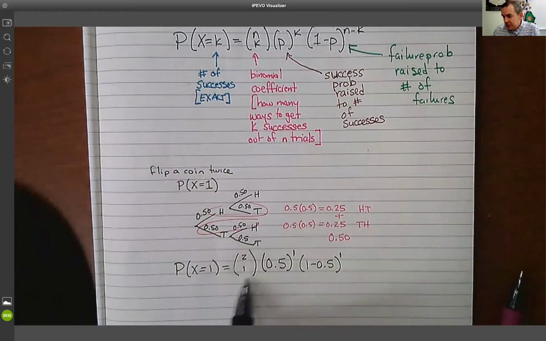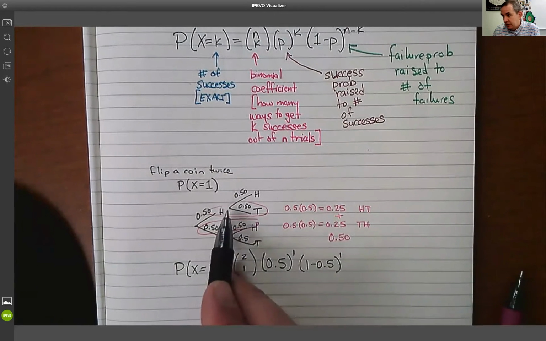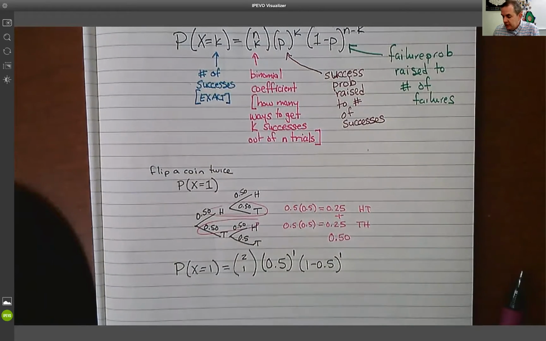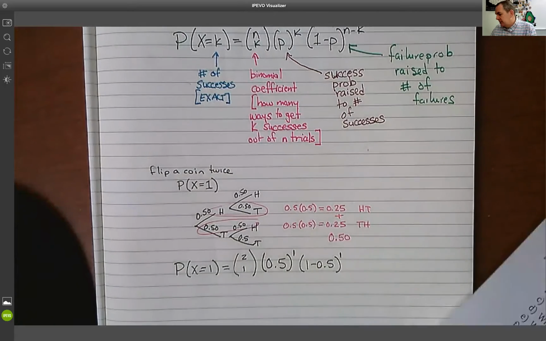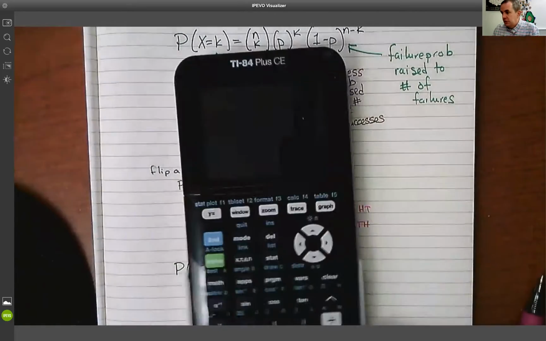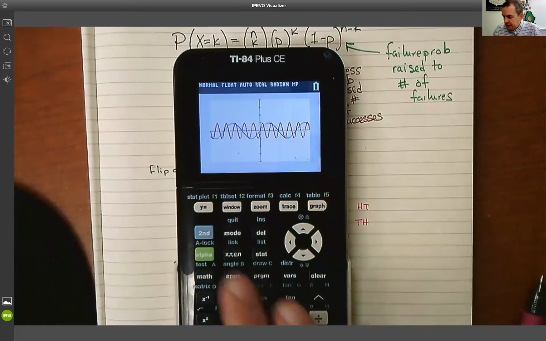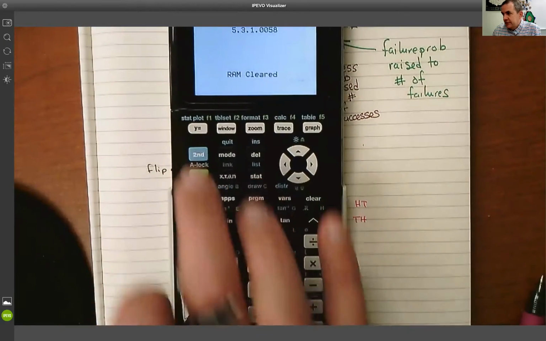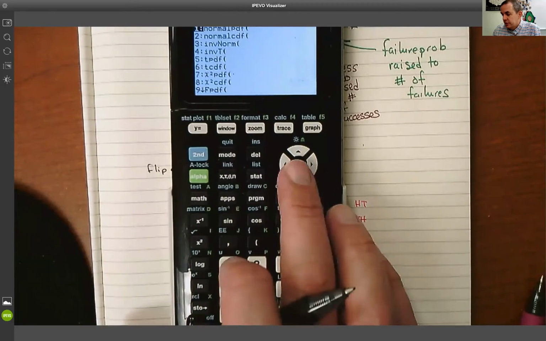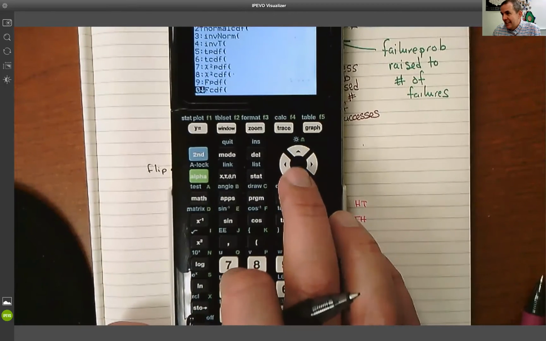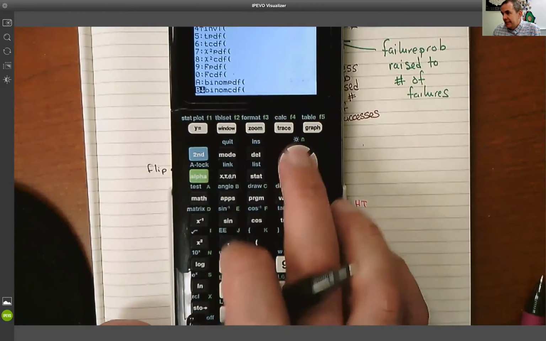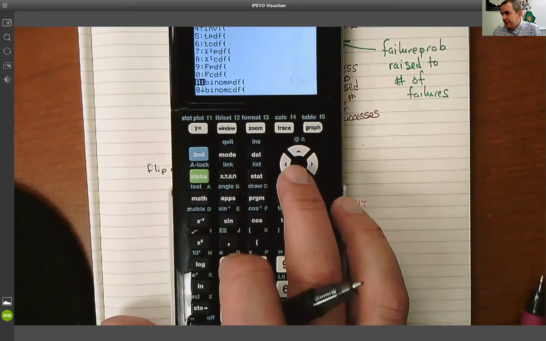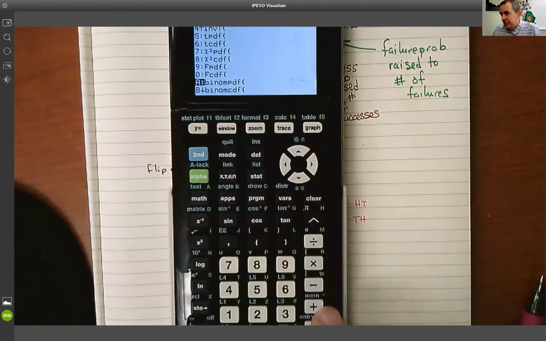So this tells me the number of ways I can do it, how many ways in a tree. And the really nice thing is, once you do this, I'm going to want you to pick up your calculator. Second, plus 7, 1, 2. We're going to go to second, vars, and arrow down until we get to A and B. A is binomial PDF, B is binomial CDF. Binomial PDF is an exact. That's being exactly one success.